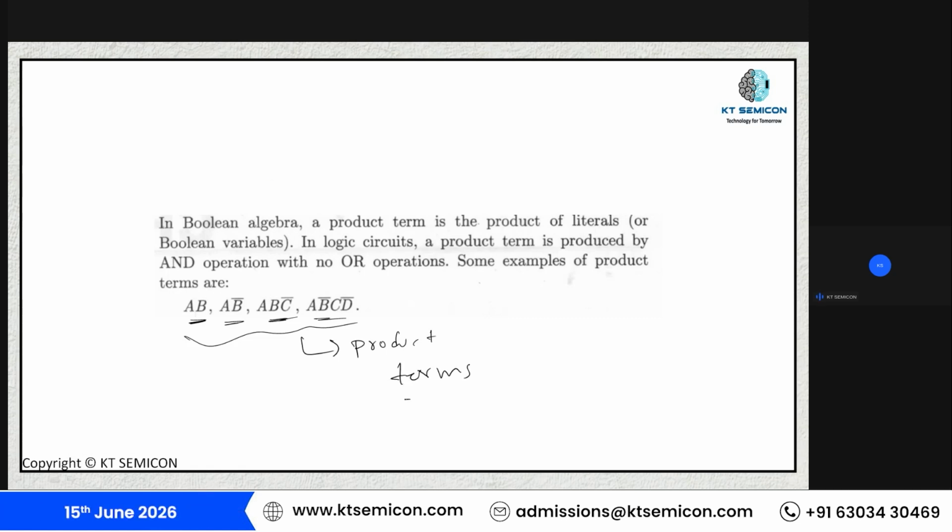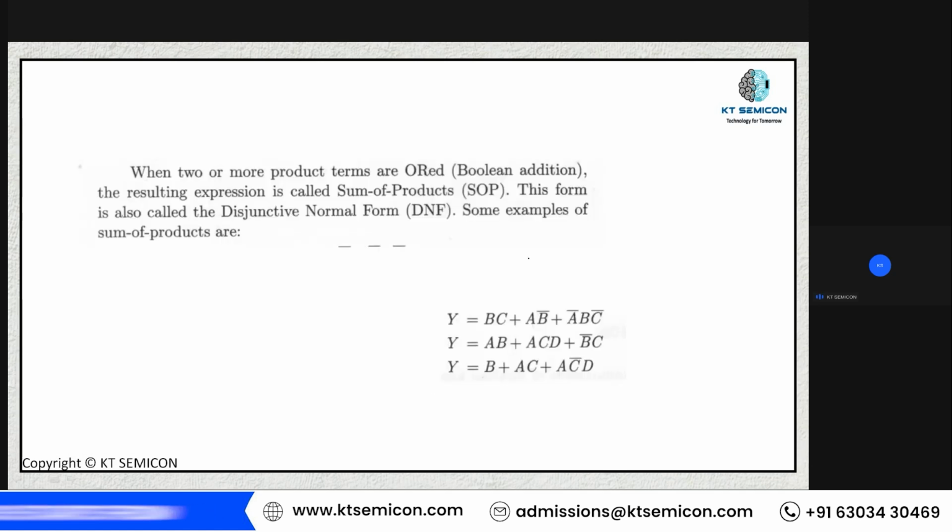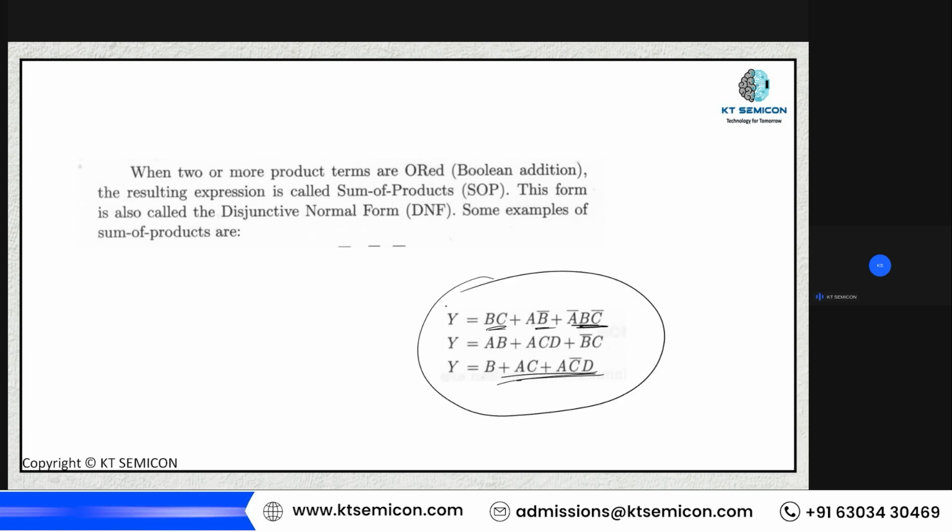Now, if I perform an OR operation between these product terms, then it is nothing but my sum of products. So when two or more product terms are added, that is Boolean addition, then the resultant expression is known as sum of products. This is also known as disjunctive normal form. For example, Y is equal to BC plus AB bar plus ABC bar, or Y is equal to B plus AC plus ACD bar, AC bar D. These are all known as the SOP form of representation, that is sum of products.